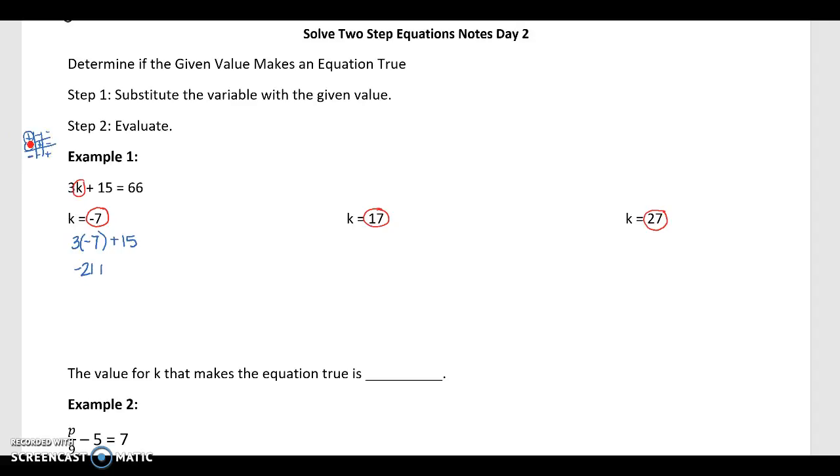So -21 plus 15. When I'm adding negative numbers, same sign, add and keep, different sign, subtract. So 21 minus 15 is 6. And I keep the sign of the bigger number. So -21 is bigger. So -6. And we want to see if that's equal to positive 66. Well, that's not equal. So k is not equal to -7.